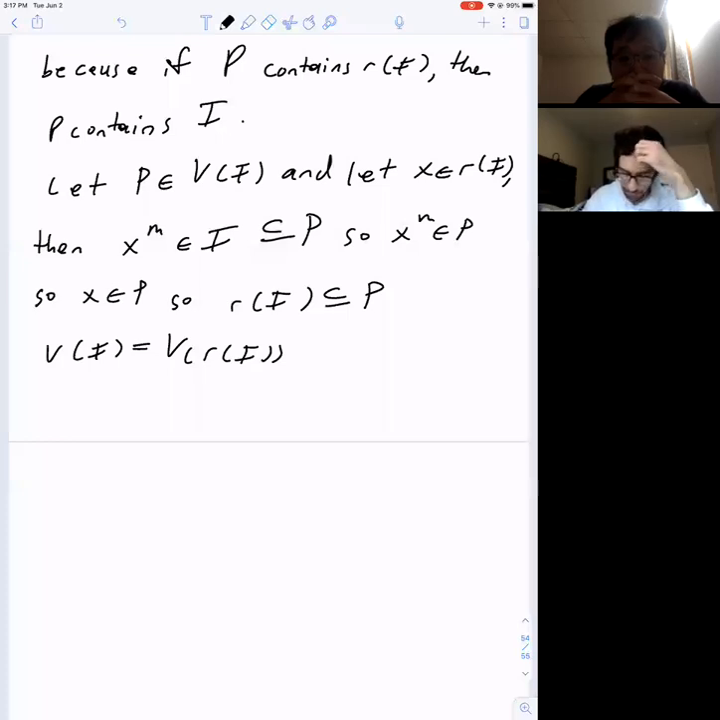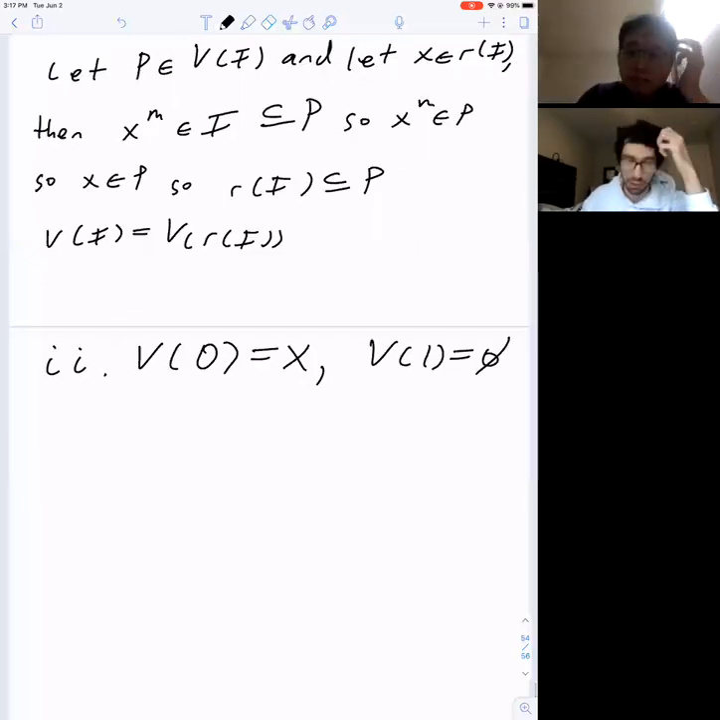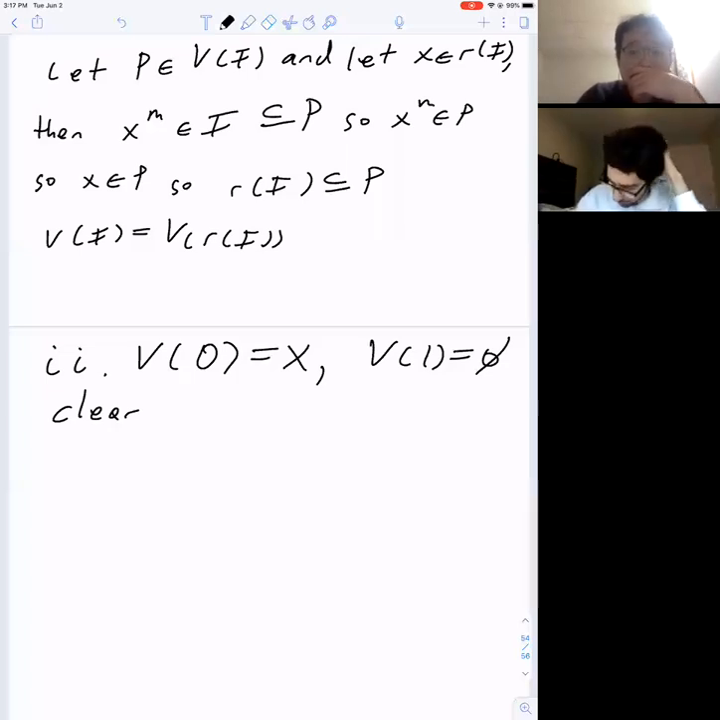Now let's prove part two. Part two is much faster. Part two asks you to prove that the set of prime ideals that contains 0 is all the prime ideals, and the set of prime ideals that contains 1 is the empty set. But that's clear because all ideals contain 0, so all prime ideals contain 0, and also if a prime ideal contains 1, it can't be prime. It would not be proper.